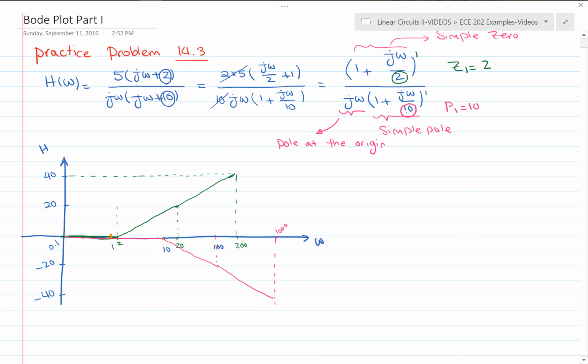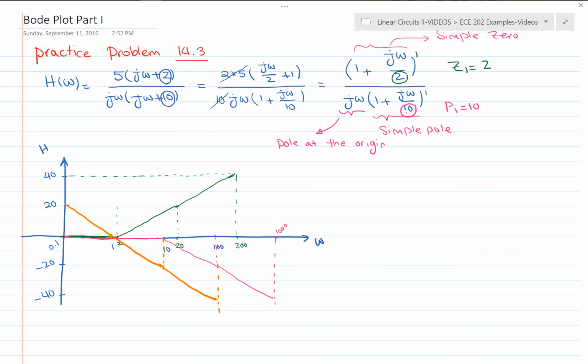So this is 10, and then this is 20. So this will be my plot for 1 over j omega. Okay, something like this. Okay, now we have all our plots ready.